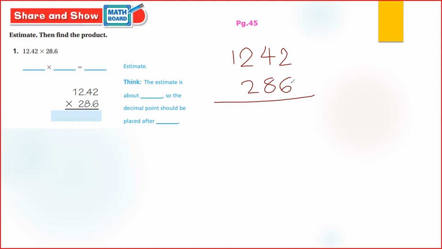Okay, first multiply 6 by 2, it is 12. Bravo. Put 2 down and carry 1 up. 6 by 4, it is 24 plus 1, 25. Now 6 times 2 is 12 plus 2, 14. Now 6 by 1 is 6 plus 1, 7. Bravo. Then what do you have to do next? Now we have to multiply by 2. But before that, what do you have to add? Put a zero.